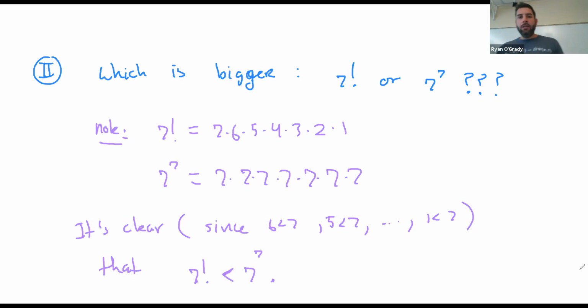So the way I'd like you to think about this is think of it vertically. These numbers are the same. The first number in each one is the same. Then here, 6 is less than 7. 5 is less than 7. 4 is less than 7. So if I multiply these all together, it can't be bigger than multiplying all these together. That's the way I'd like you to think about it.